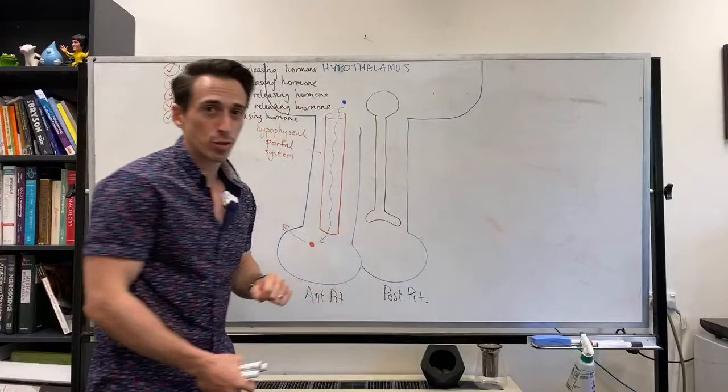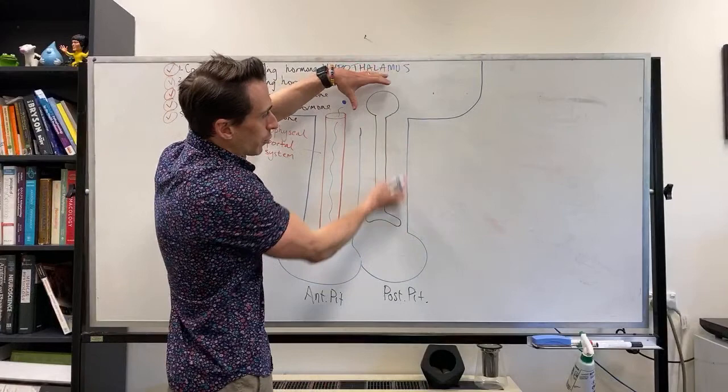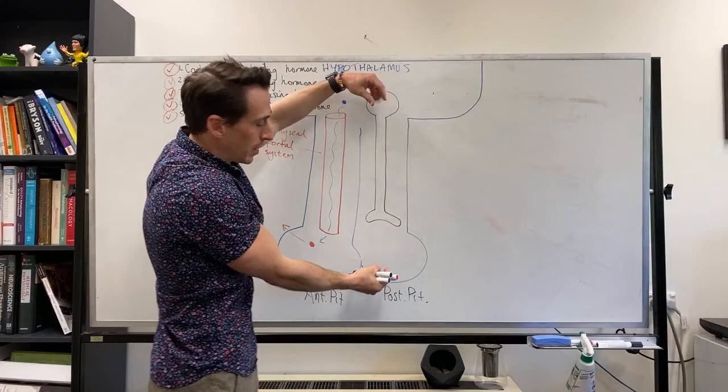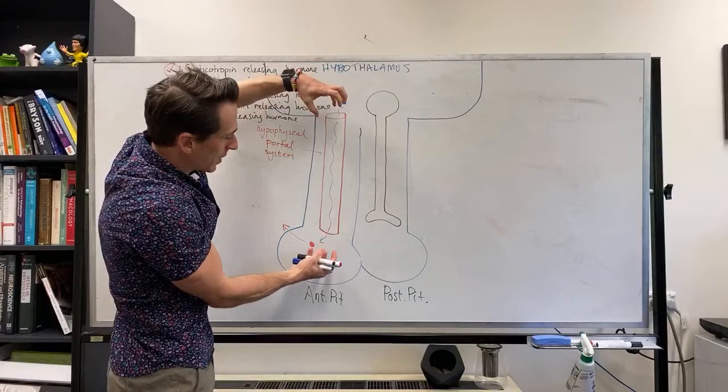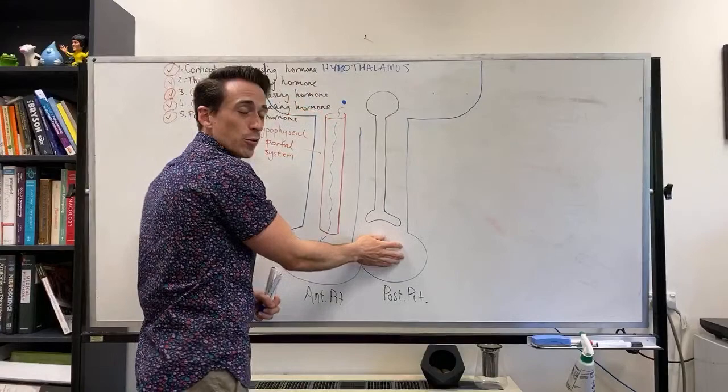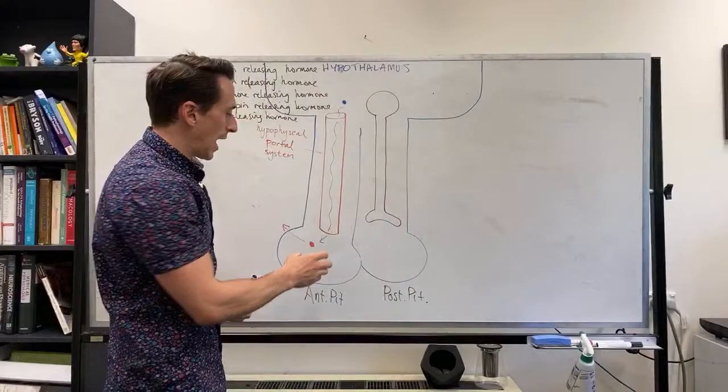So that means when you were growing and developing, the posterior pituitary gland began with the hypothalamus and stretched down. But the anterior pituitary gland began separate to the hypothalamus and moved up to connect. So that means that the posterior pituitary gland is what we call neuroendocrine. It's both nervous and endocrine. And the anterior pituitary gland is a true endocrine tissue. So hopefully that makes sense.